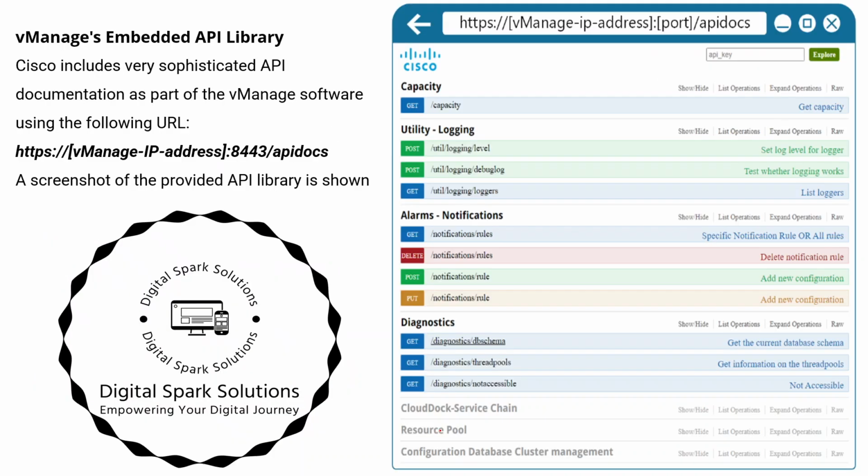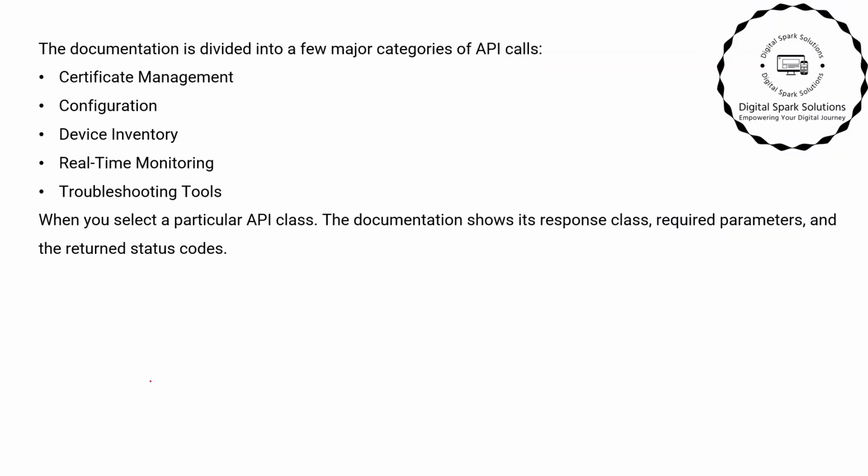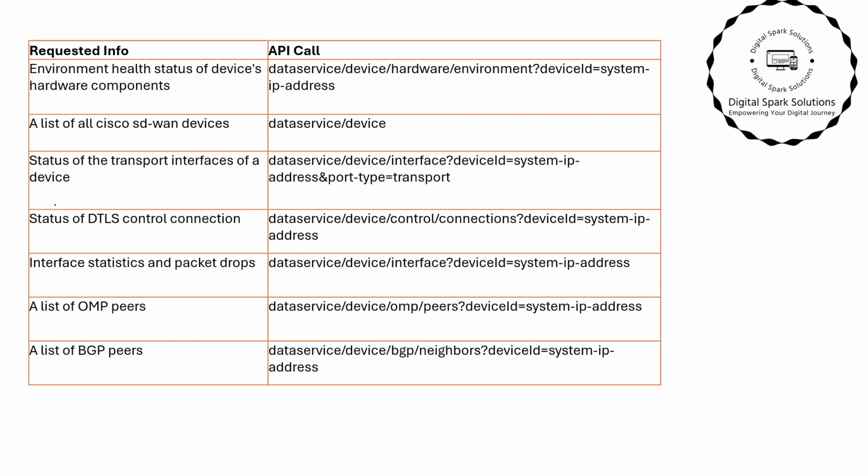vManage's embedded API library. Cisco includes very sophisticated API documentation as part of the vManage software using the following URL. The documentation is divided into a few major categories of API calls. Certificate management. Configuration. Device inventory. Real-time monitoring. Troubleshooting tools. When you select a particular API class, the documentation shows its response class, required parameters, and the return status codes. The table below shows some typical examples of vManage API calls.